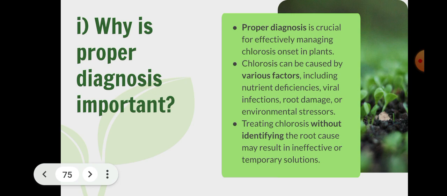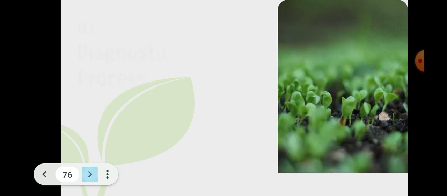Proper diagnosis is very important for effectively managing the onset of chlorosis in plants, because if it is not treated, it can keep on continuing. It can also be caused by various factors including nutrient deficiencies, viral infections, root damage, or environmental stressors. Treating chlorosis without identifying the root cause can result in ineffective or temporary solutions which are not quite helpful in the long run.